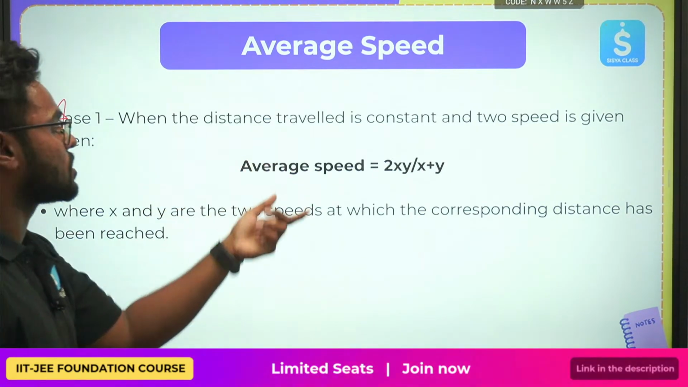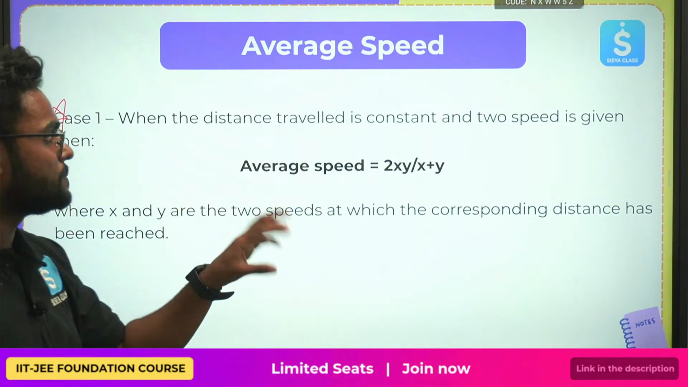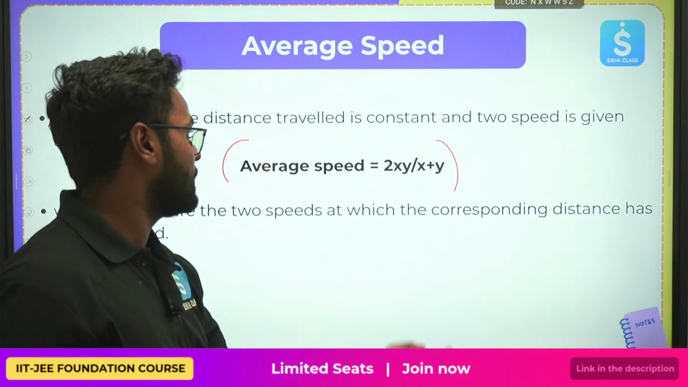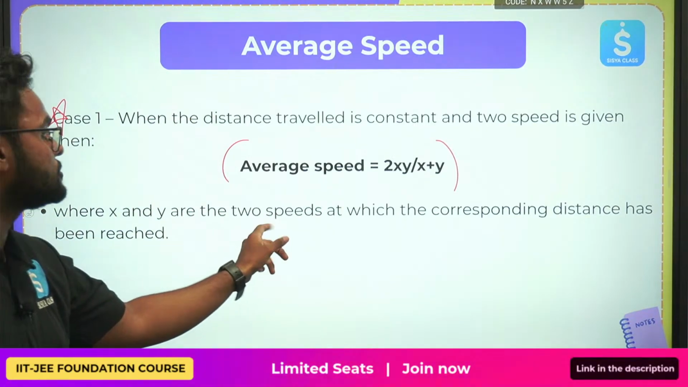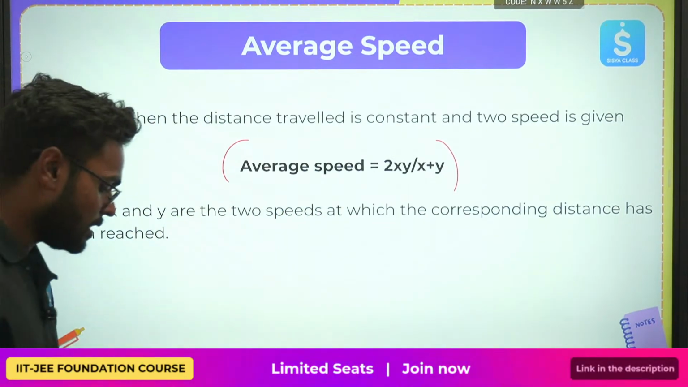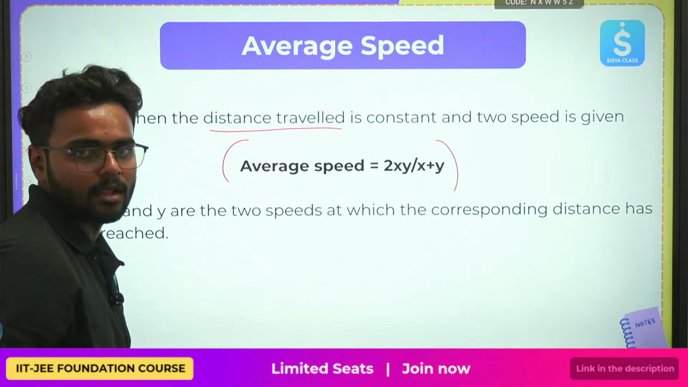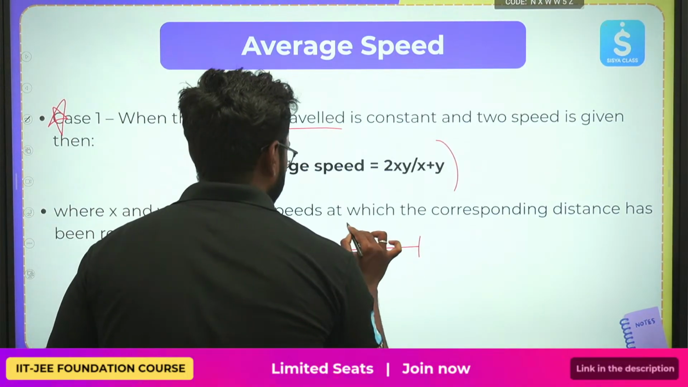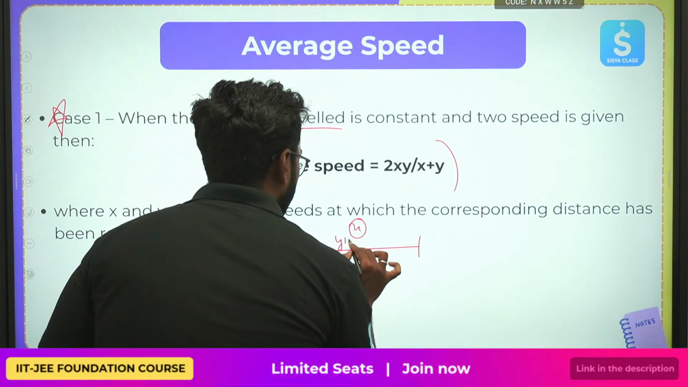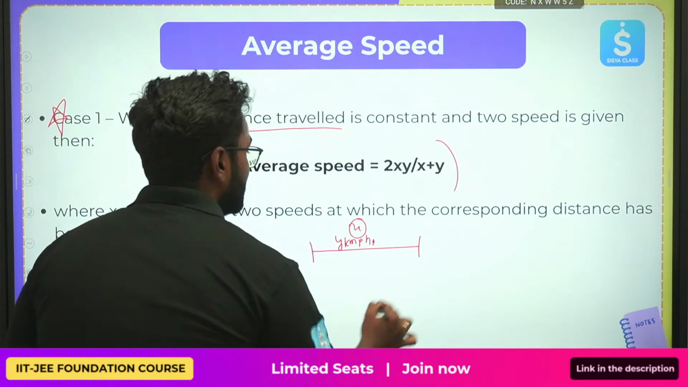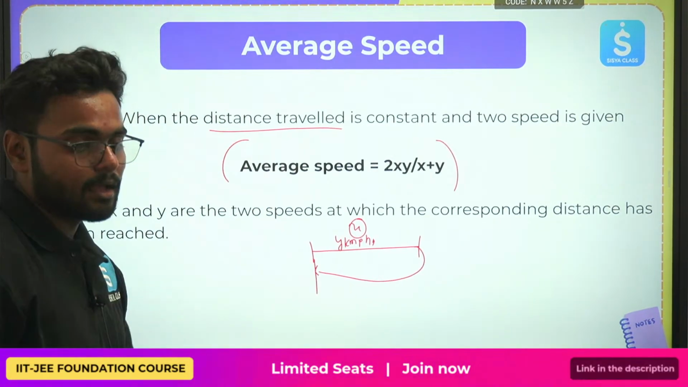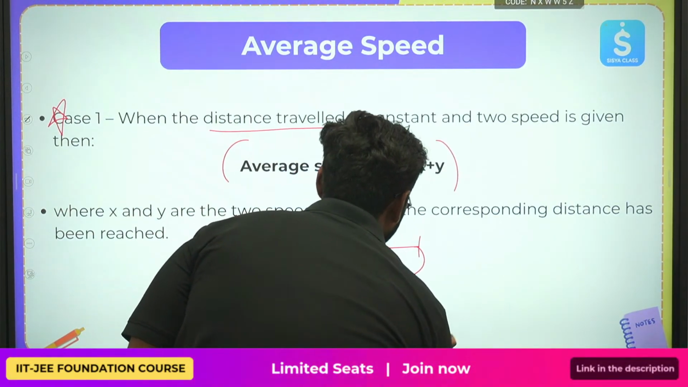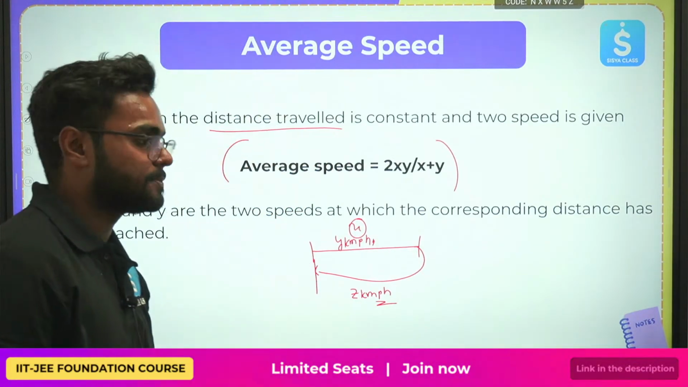When the distance traveled is constant and two speeds are given, the average speed is given by 2xy by x plus y, where x and y are the two speeds at which the corresponding distance has been covered. So in this, distance is constant. Let me take two speeds. If I am covering this point to this point, which has some distance, at x kmph, and I am traveling back to the starting point at some y kmph, right? So my average speed would be 2xy upon x plus y.